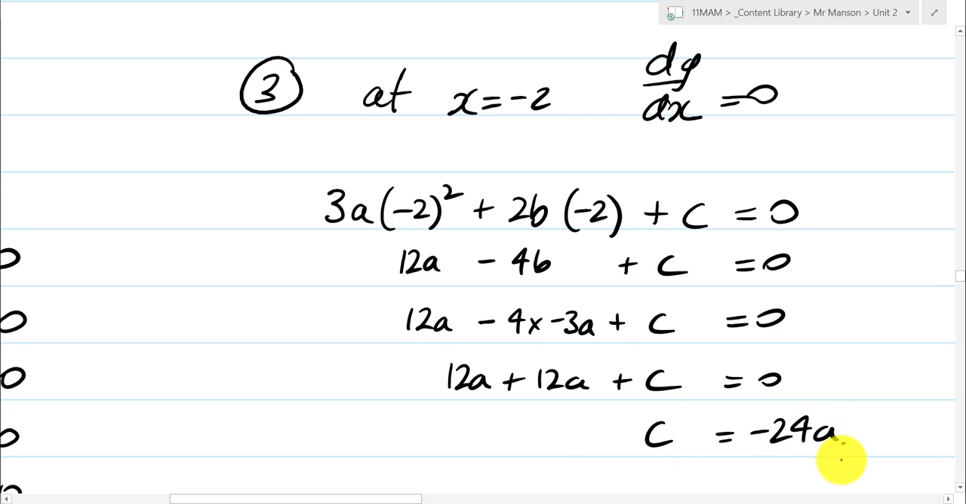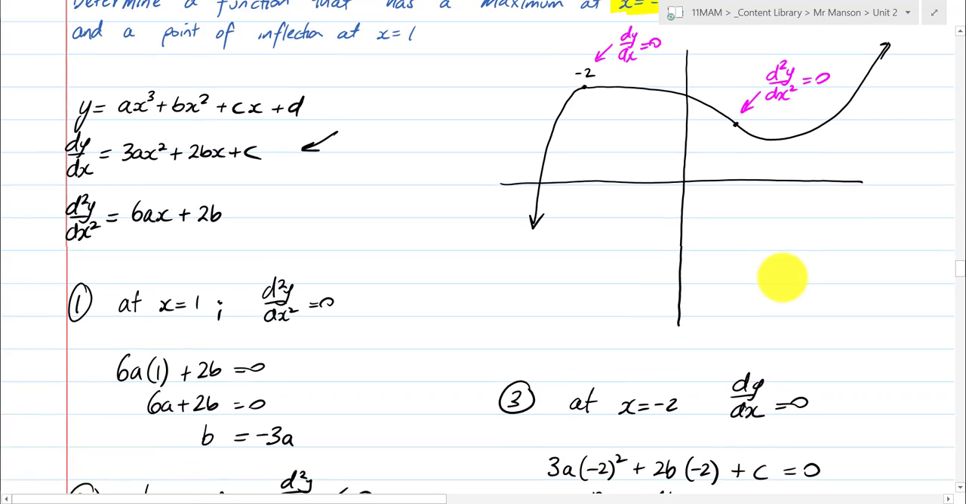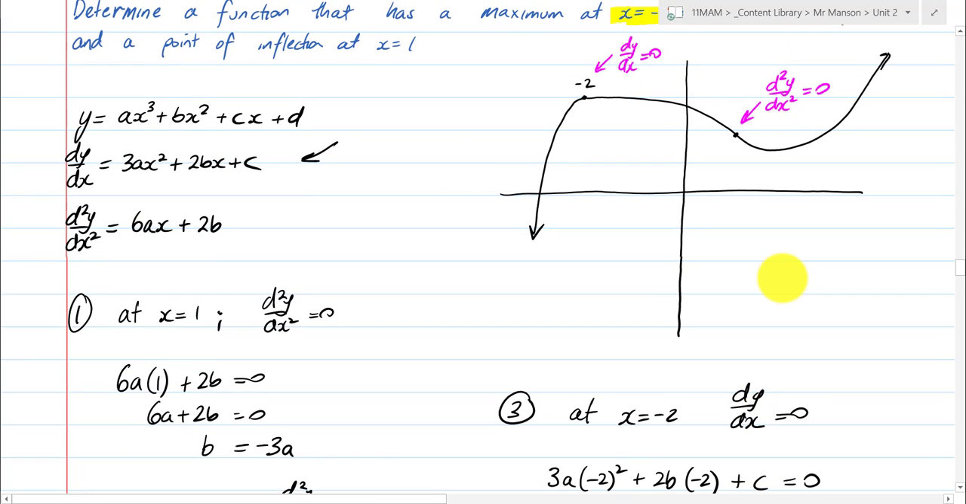Okay? Now, if I go back to my original function, I had 4 unknowns, and I also have d. But I've run out of pieces of information. I've used the fact that negative 2 is a maximum, and because it's a maximum, the second derivative is less than 0. And I've used the point of inflection information to its full extent. There's nothing more I can do. So I can't find a relationship between d and all the other things.